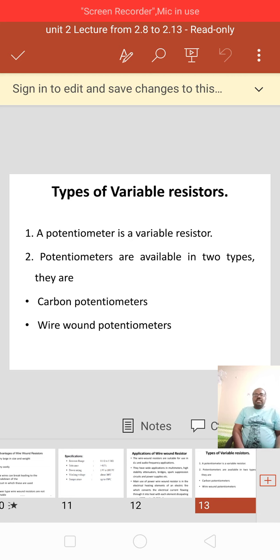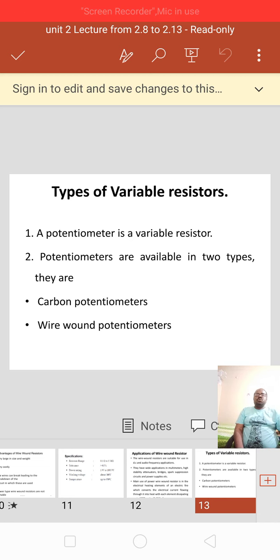Okay, next topic is types of variable resistors. A potentiometer is a variable resistor. Potentiometers are available in two types: carbon potentiometers and wire wound potentiometers.